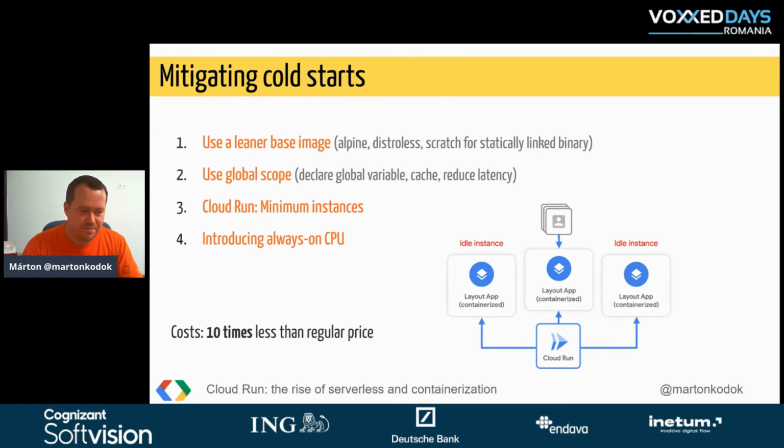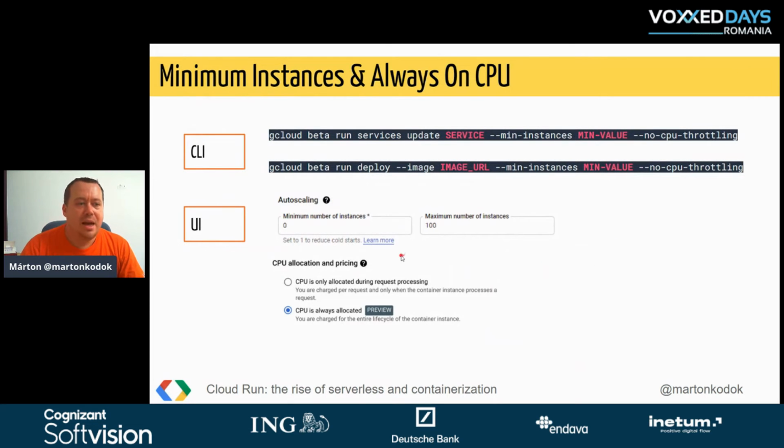Now, always on CPU is a different one. Here you have a command. You can have here minimum instances set and always on CPU with no CPU throttling. I'm showing the developer options, but you also have on the UI a minimum instances setting of 0 or 100. You can set 1 in order to reduce the cold starts. Cold starts are around 1 to 2 seconds, but it really depends how big your container is and how fast it reaches the endpoint for the HTTP health check and so on.